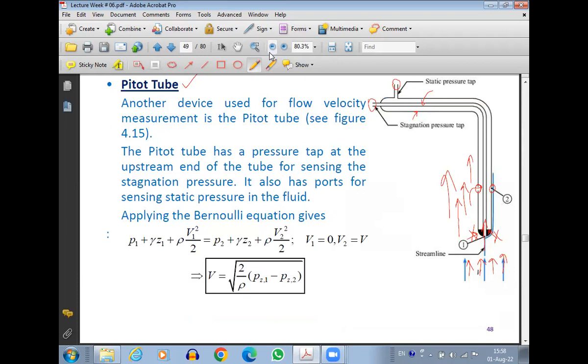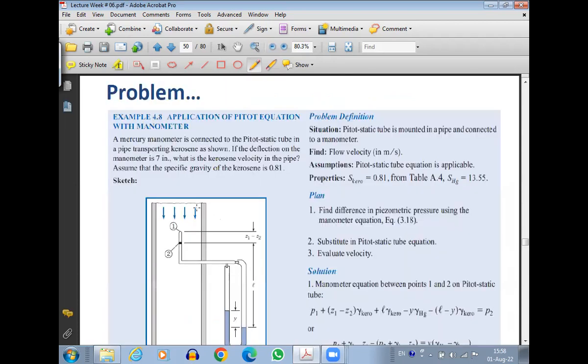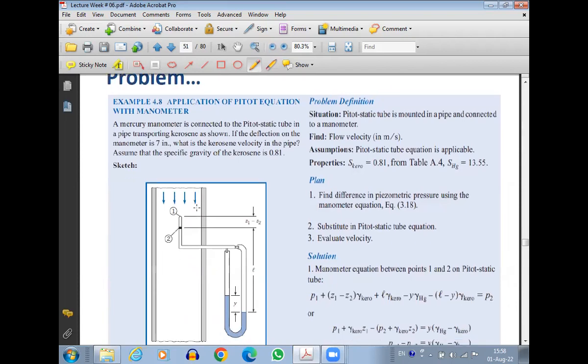Anyways, this equation we're going to come to later as well, so we'll derive it later. The equation for finding out the velocity using the differential pressure gauge will be the square root of 2 del P over rho. This formula we are also going to derive later on. So let's see this numerical.